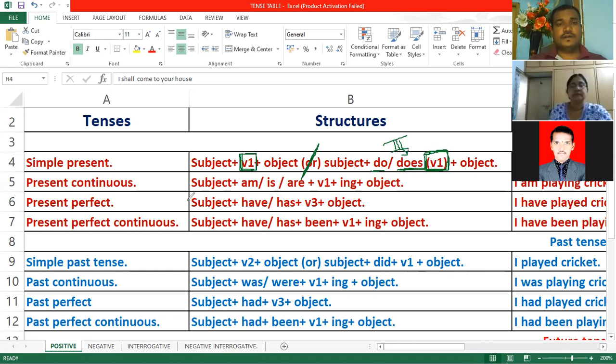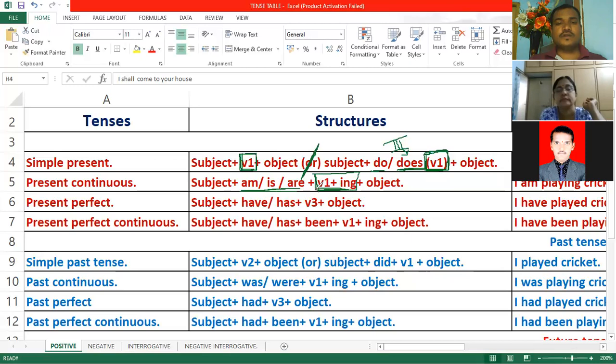Now, present continuous. Subject plus am, is, or are plus V1 plus ing plus object. So here you need to keep in mind the differences. Am, is, are are helping verbs. We are using helping verbs here, plus present participle, V1 plus ing. And try to remember one point: whenever we are using continuous tense, there should be V1 plus ing.